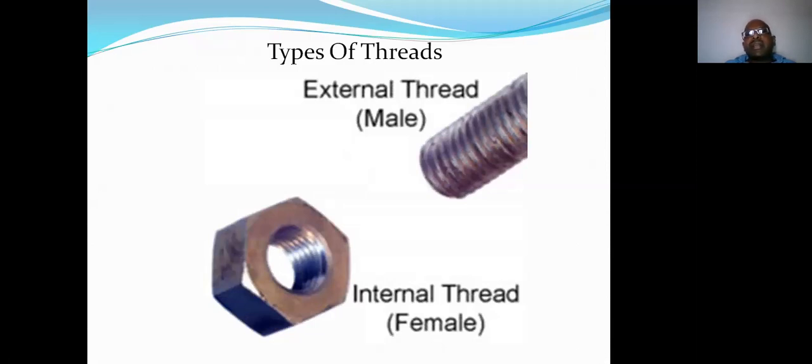So, types of threads: external threads and internal threads. In a lathe machine, it is not possible to provide internal threads. The only threads produced are external threads, by using the lead screw and half nut mechanism. Suppose on a lathe machine you want to produce internal threads, then by using tap sets, fixing the tap sets in the tailstock center, the required operation, that means producing internal threads, is possible.